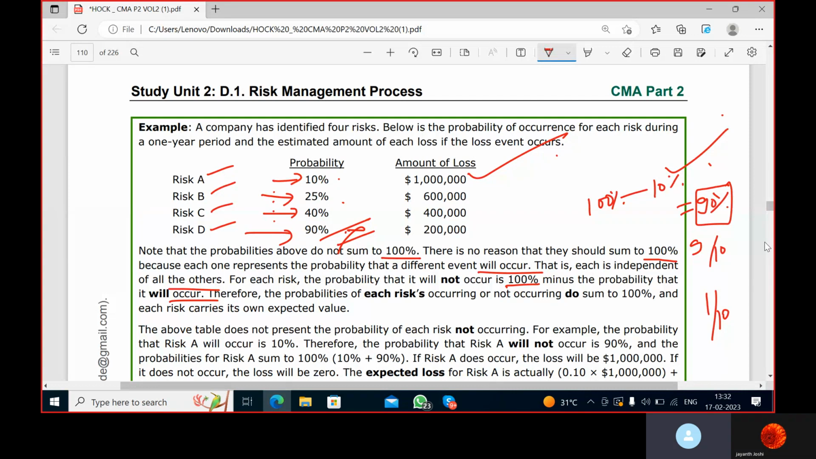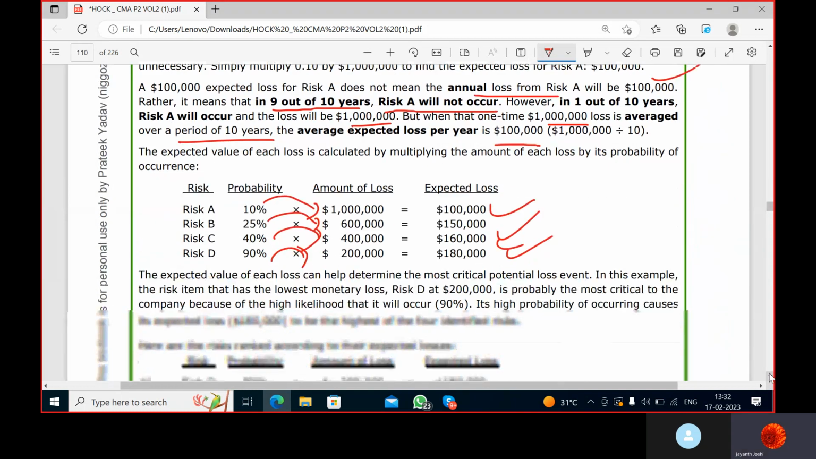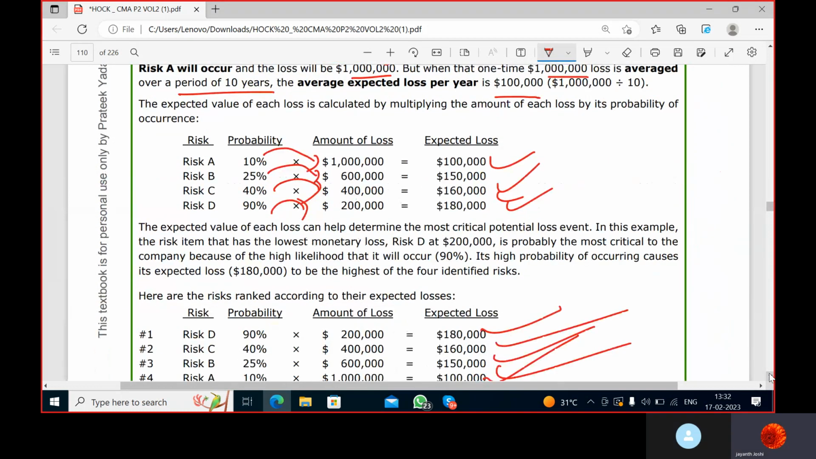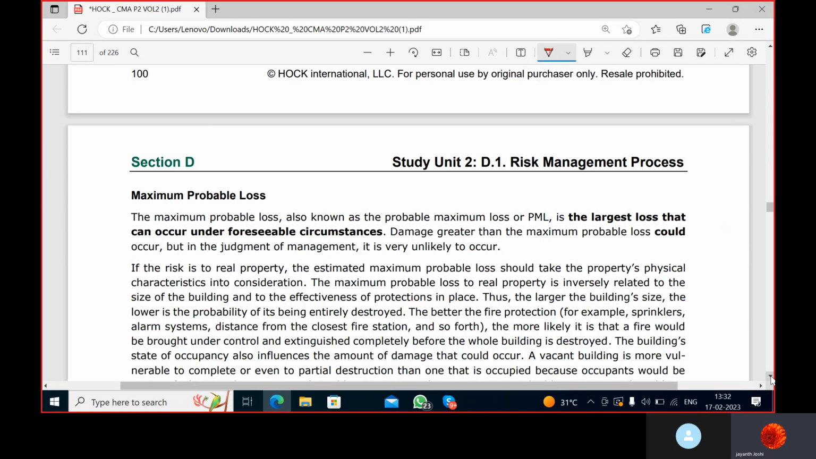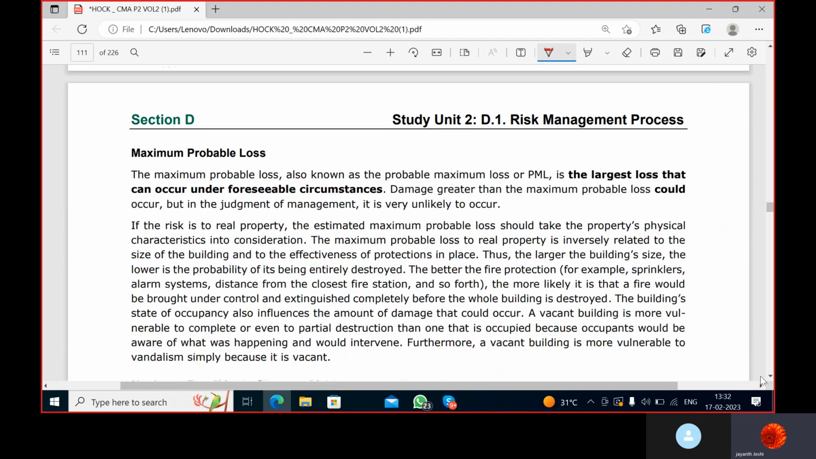We can move forward, sir. Now, unexpected loss, I have already explained to you in the previous class, so no need to explain that. Maximum probable loss.